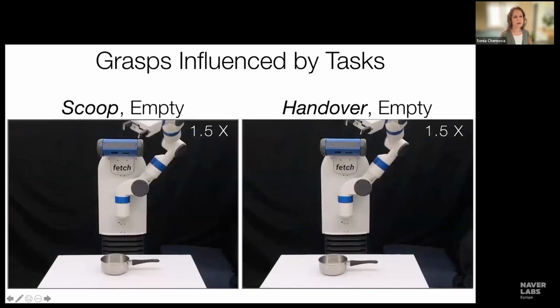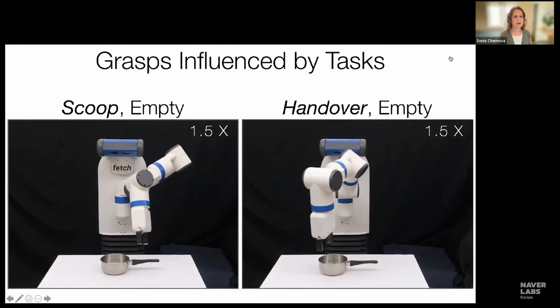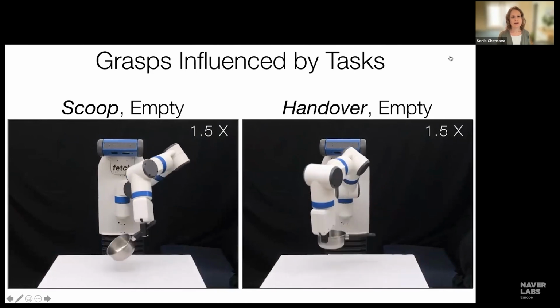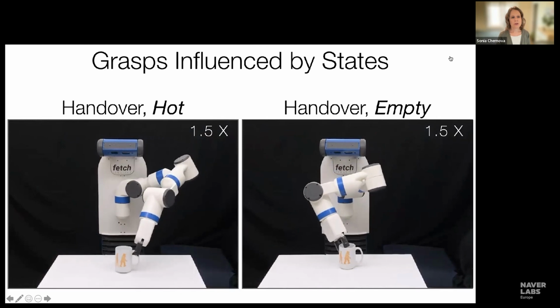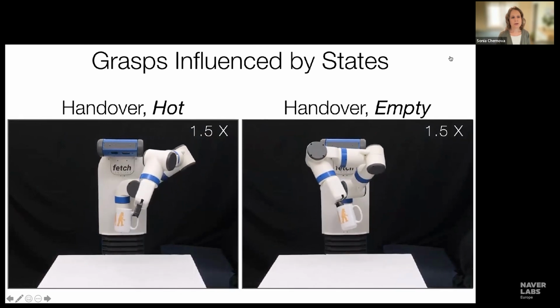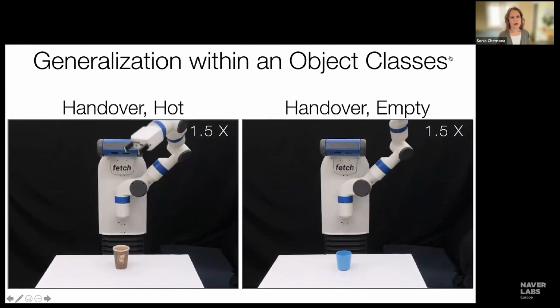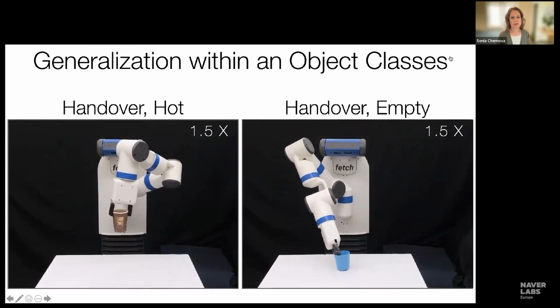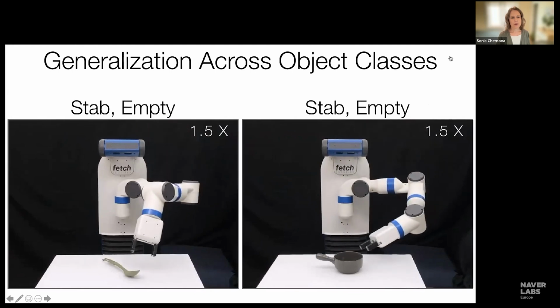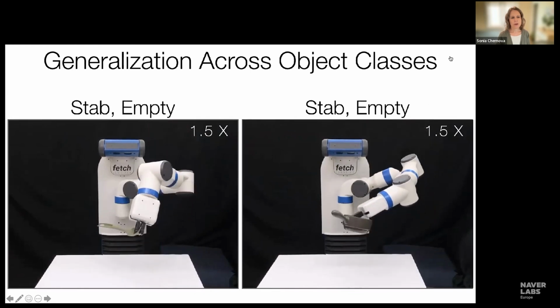And then here are a few videos of how it works. On the left, it's scooping. On the right, it's handing it. So you can see it's holding it differently. These are handing over, but the left one's hot and the right one's empty. And poking or stabbing somebody with an object you've never seen used for such a task, which is also kind of fun. It figures out to poke with the long end of the object.